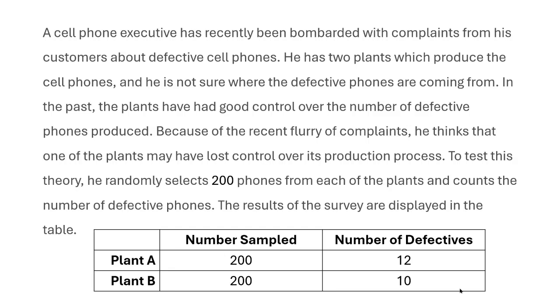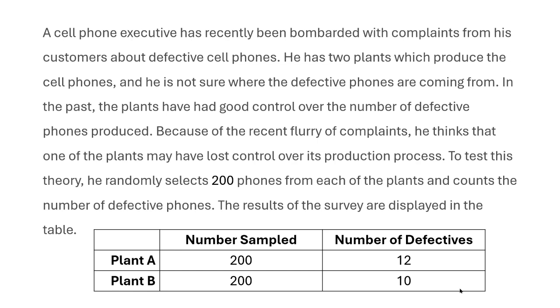A cell phone executive has recently been bombarded with complaints from his customers about defective cell phones. He has two plants which produce the cell phones, and he is not sure where the defective phones are coming from. In the past, the plants have had good control over the number of defective phones produced. Because of this recent flurry of complaints, he thinks that one of the plants may have lost control over its production process.